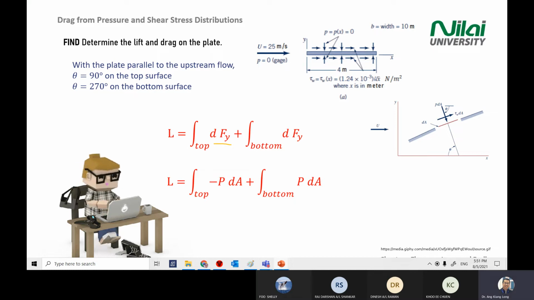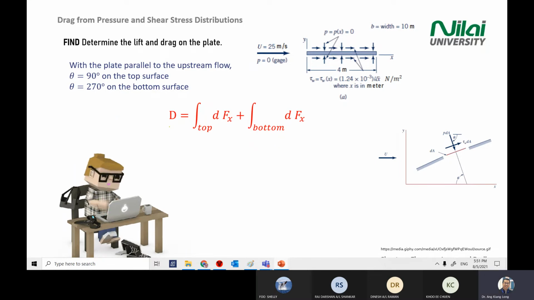And the bottom one is pressure. Bottom is pressure. So if you balance this equation, there's no lift generated for this object. Lift equals 0. Now what about drag?